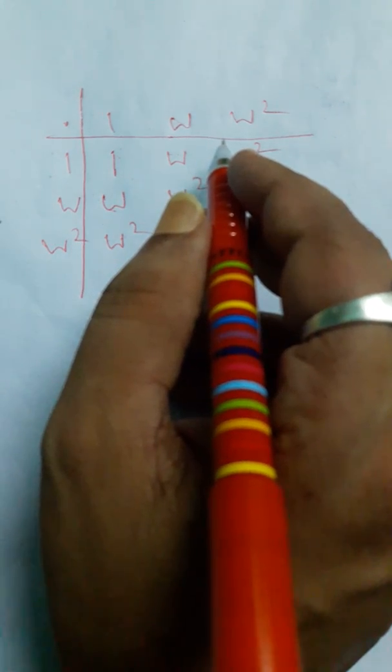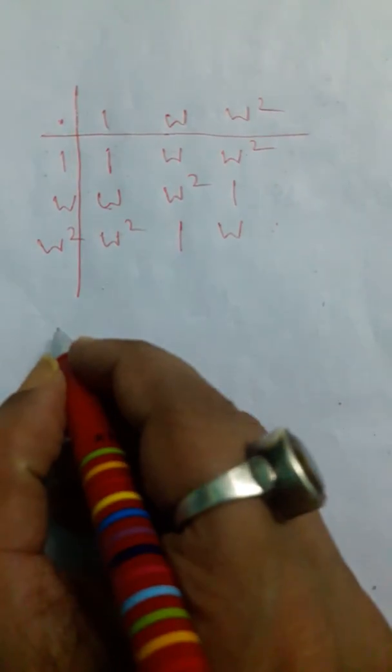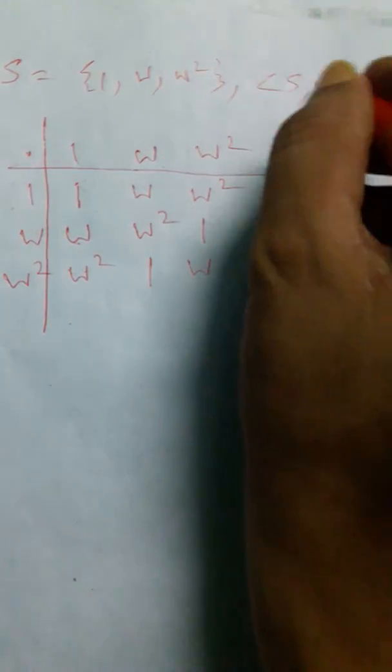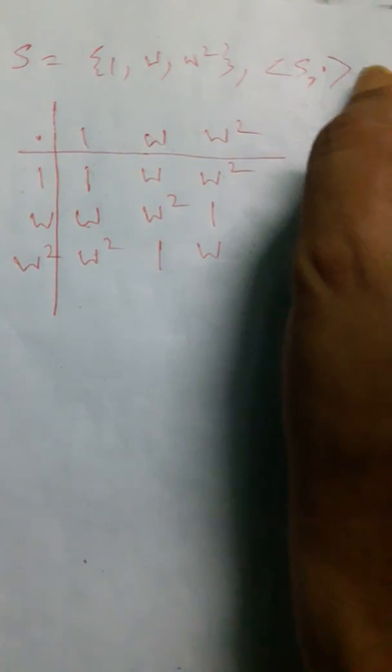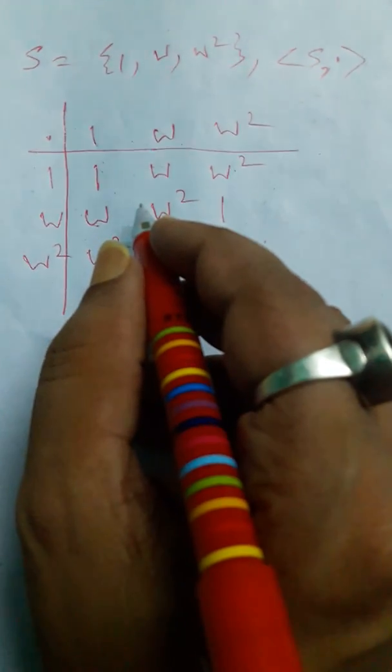and with the help of a table in a finite group. Suppose S is a finite group containing the elements 1, omega and omega square, then we have to prove that S with respect to the binary operation dot forms a group. How to form this group?